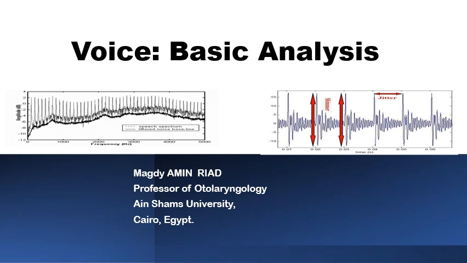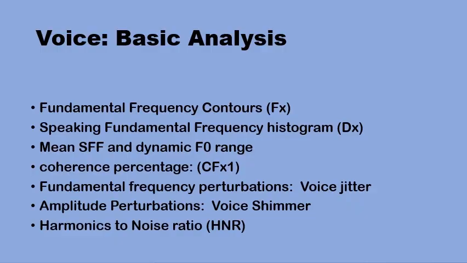This presentation is on the basic analysis of a voice signal, the methodology for the analysis, and the range of normal values and values when things go wrong. The basic analysis of a voice signal would cover the fundamental frequency contours, the speaking fundamental frequency distribution and histograms, the mean speech fundamental frequency and its dynamic frequency range, coherence percentage, and then the perturbation measures, including frequency perturbation, the voice jitter, and amplitude perturbations, the voice shimmer, and finally the harmonics to noise ratio.